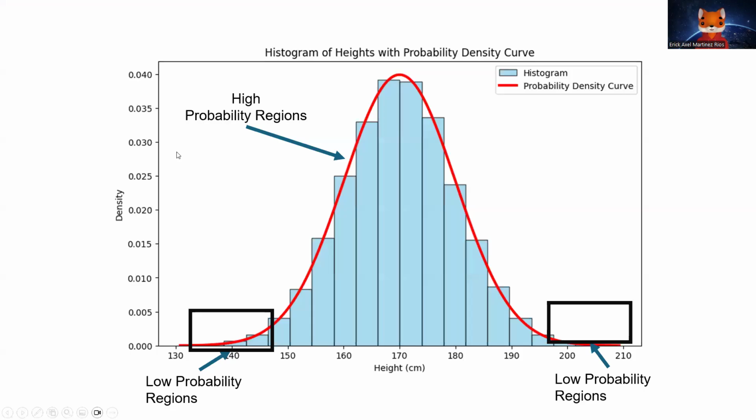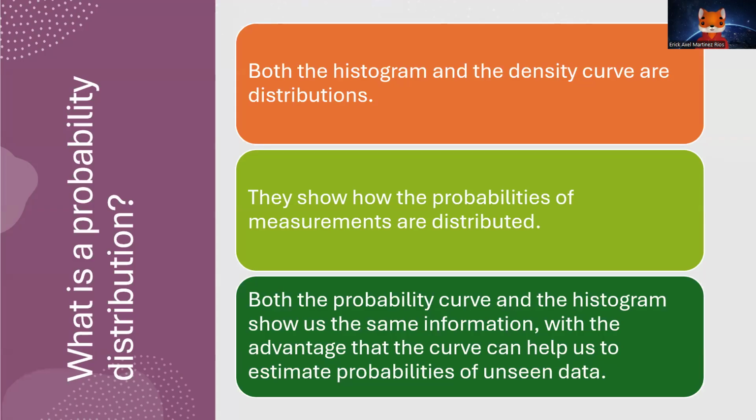In this graph, we will notice that there is a higher frequency of hits between 160 and 180, if we analyze this range. But outside these values, the probability or the frequency of those values gets lower. But the advantage, as I mentioned before, of the probability curve is that we can compute probabilities based on the probability density curve compared to the histogram. The histogram is only a visualization tool.